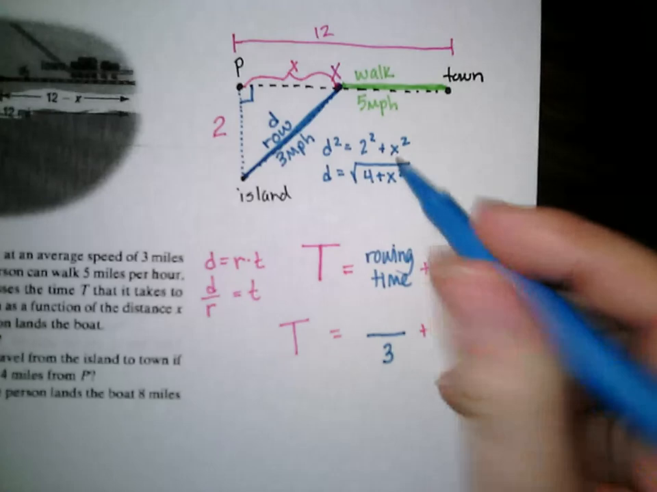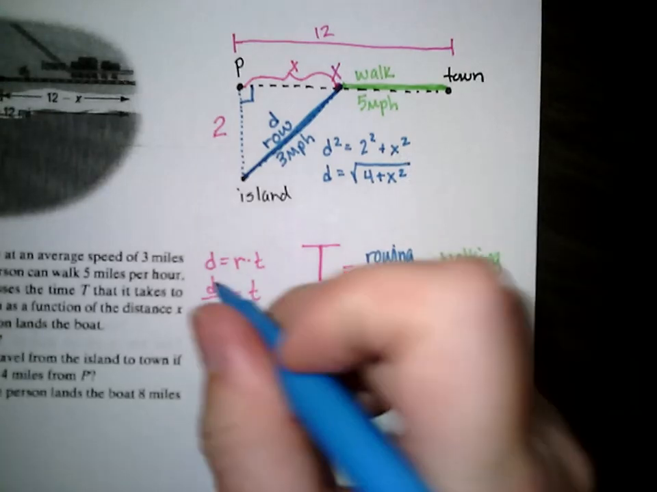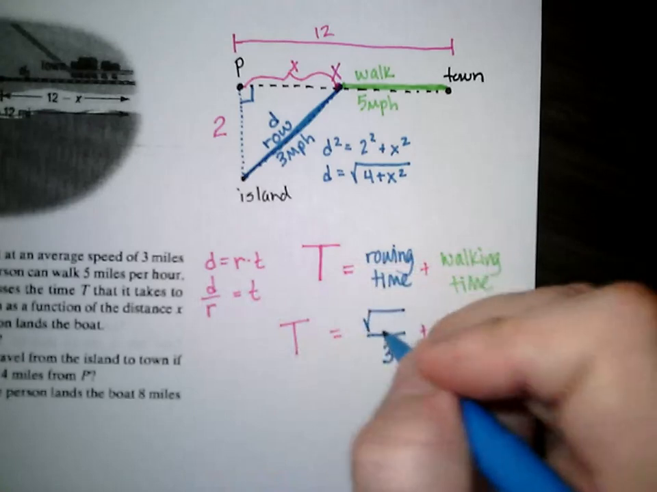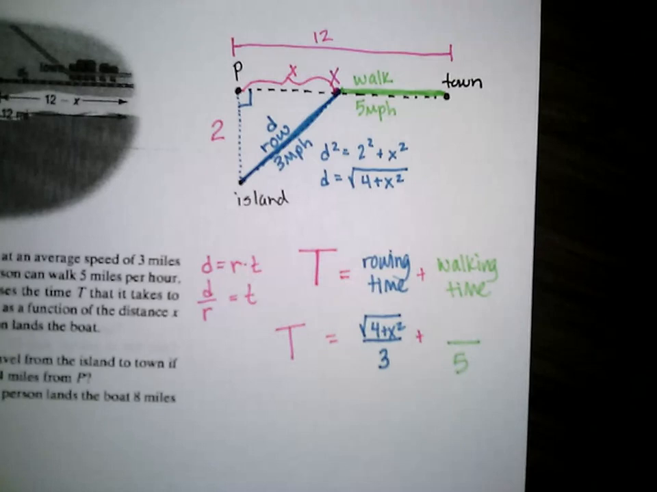So I can put that in my rowing distance because rowing time is distance divided by rate. So I can put my distance here, the square root of 4 plus x squared.